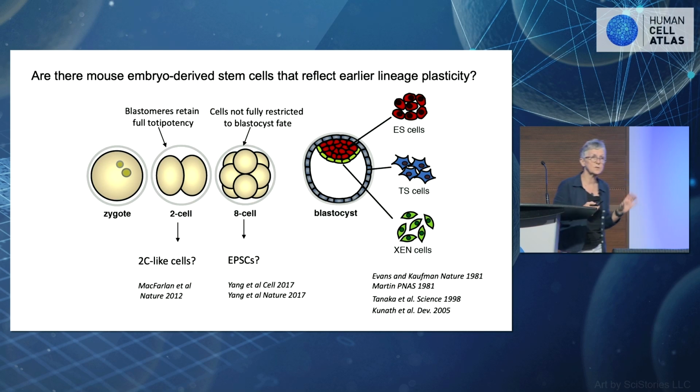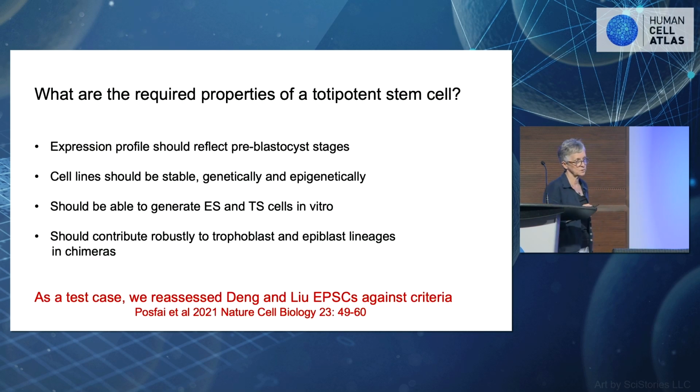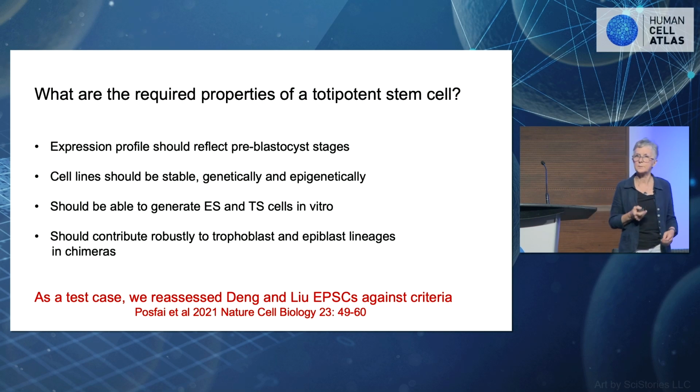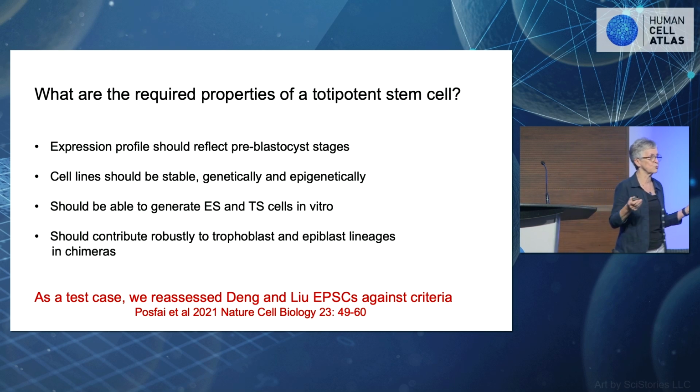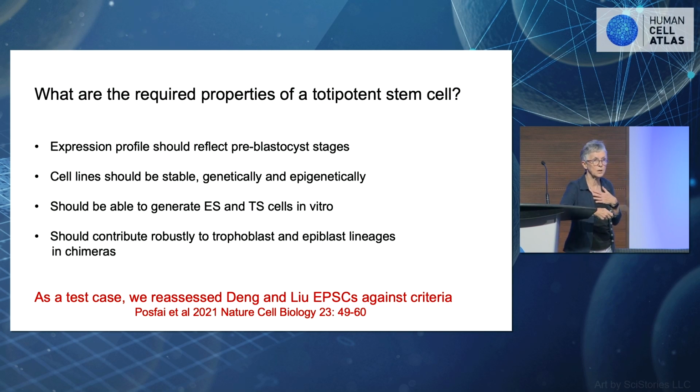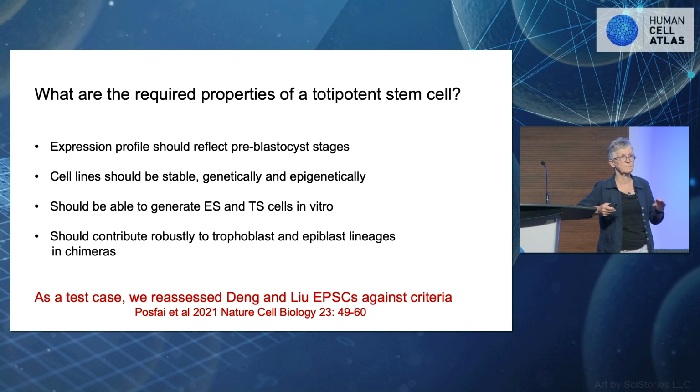Do they have the gold standards we would require for such a totipotent cell? We would suggest that a required property of a totipotent stem cell would be the following. Its expression profile should reflect the pre-blastocyst stage, the totipotent stages. The cell lines should be stable genetically and epigenetically, otherwise they're not much use. And if they're totipotent, you should be able to drive their differentiation to generate ES cells and TS cells in vitro. And as an embryologist and a developmental biologist and a mouse biologist, the most important gold standard is that they should be able to contribute robustly to the trophoblast and to the epiblast lineages in chimeras.